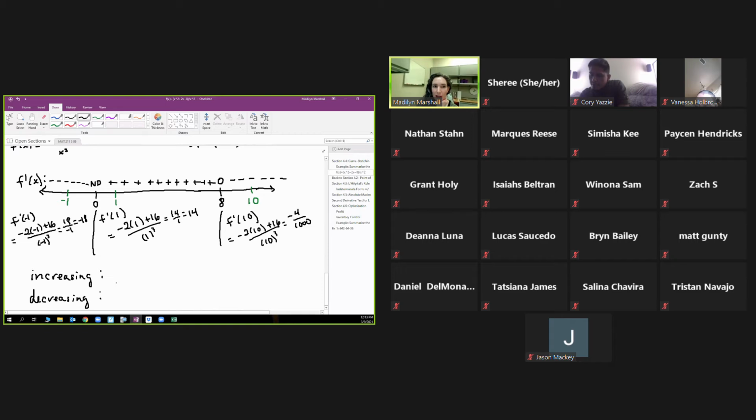So on what interval or intervals is the function increasing? 0 to 8. 0 to 8 exactly. Oops, that's not an 8, it's a sideways 8. So anywhere where our derivative is positive, we have an increasing function. That means it's decreasing everywhere else. So from negative infinity up to 0, and from 8 to infinity.